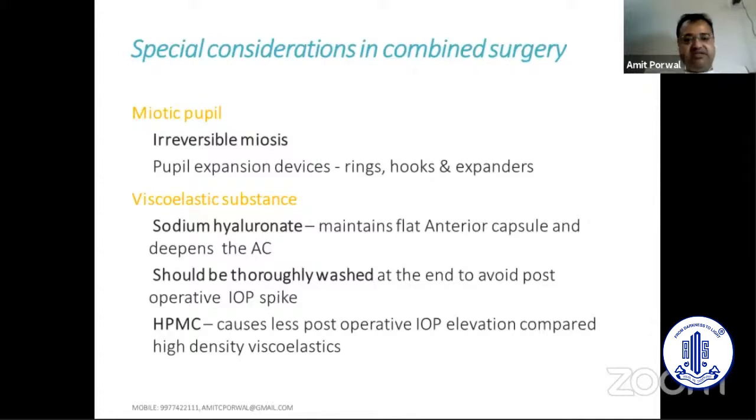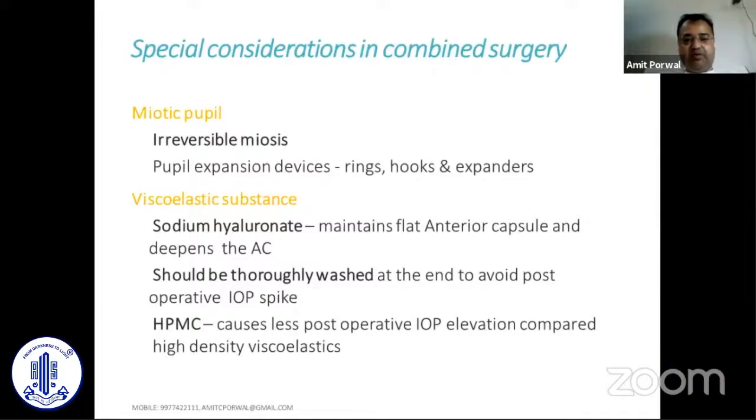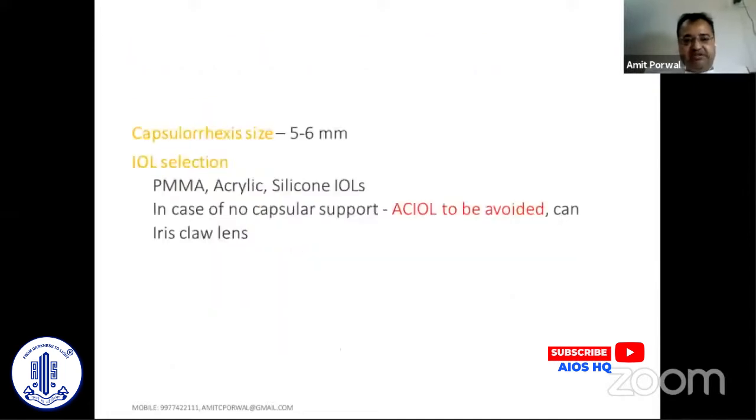Coming to the viscoelastic substance, sodium hyaluronate maintains a flat anterior capsule and deepens the AC. It should be thoroughly washed out at the end to avoid post-operative IOP spikes. And HPMC causes less post-operative IOP elevation compared to the high-density viscoelastic substance. So these are the choices of viscoelastic which have been mentioned. Coming to the capsulorhexis, it should always be adequate, a 5 to 6 millimeter rhexis.